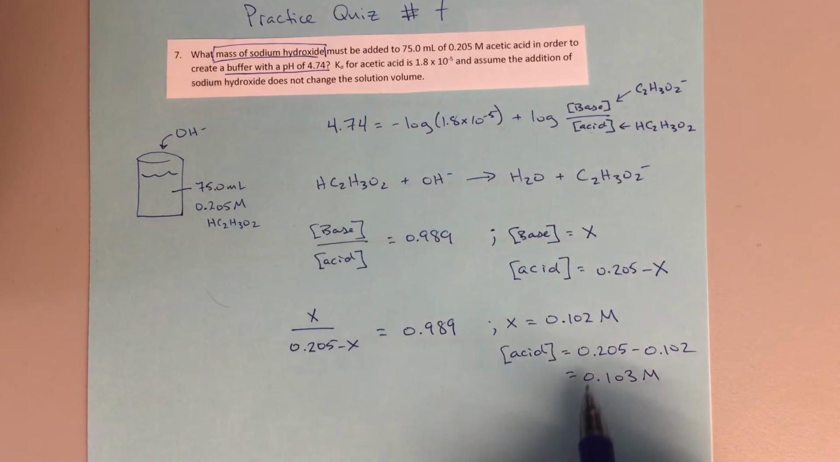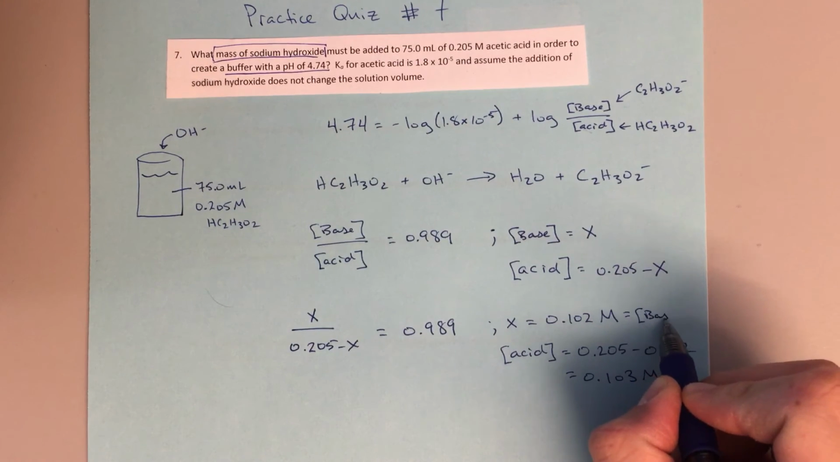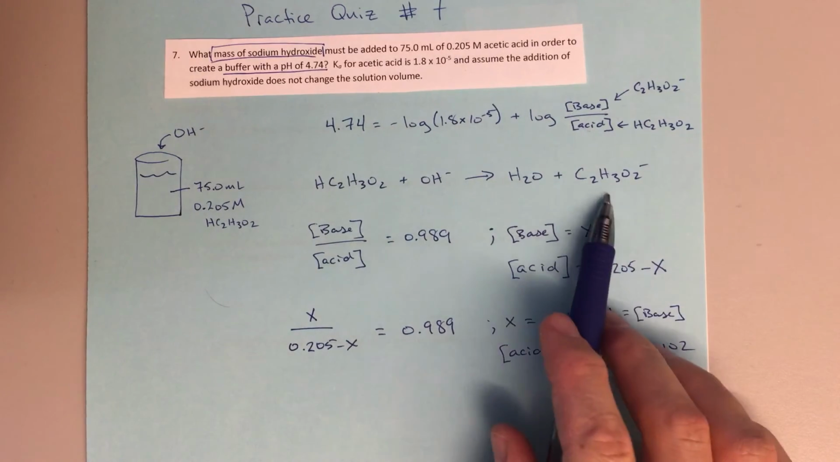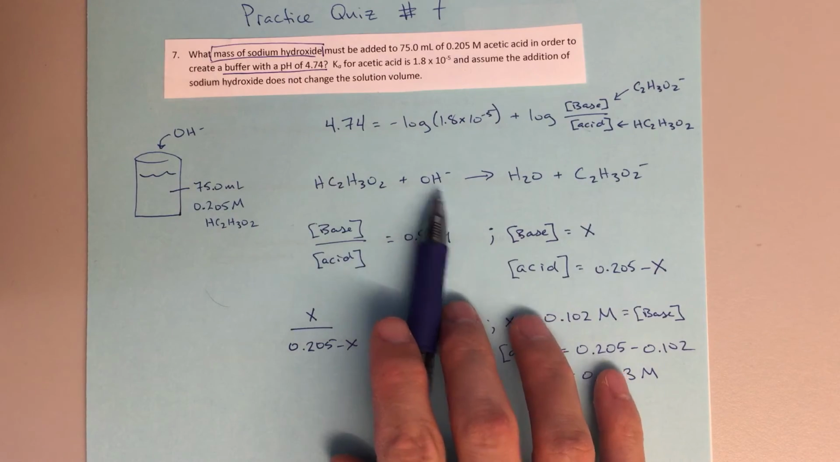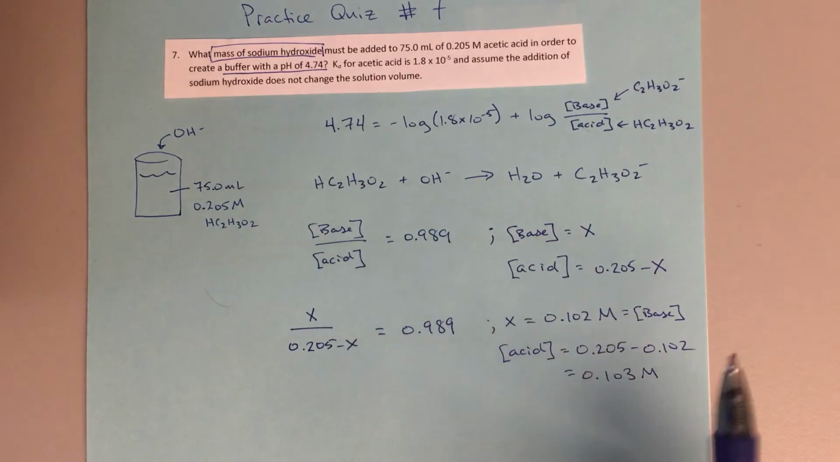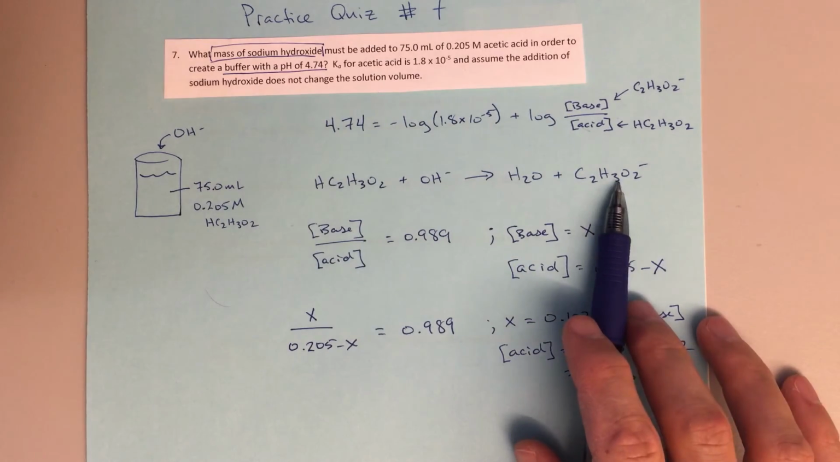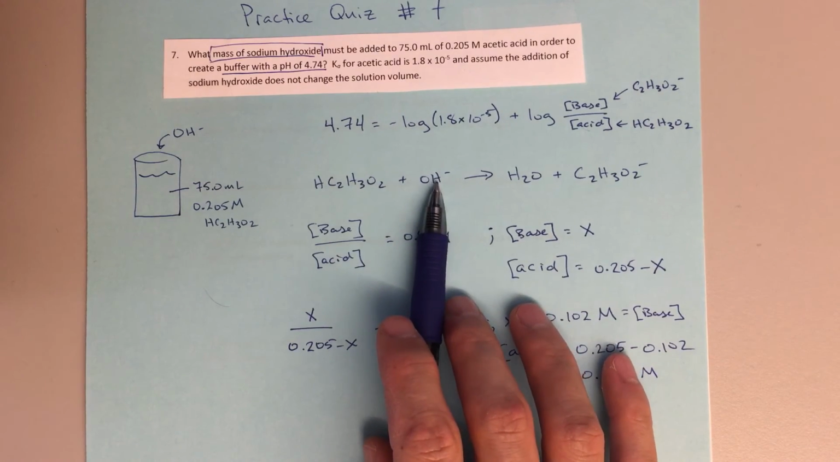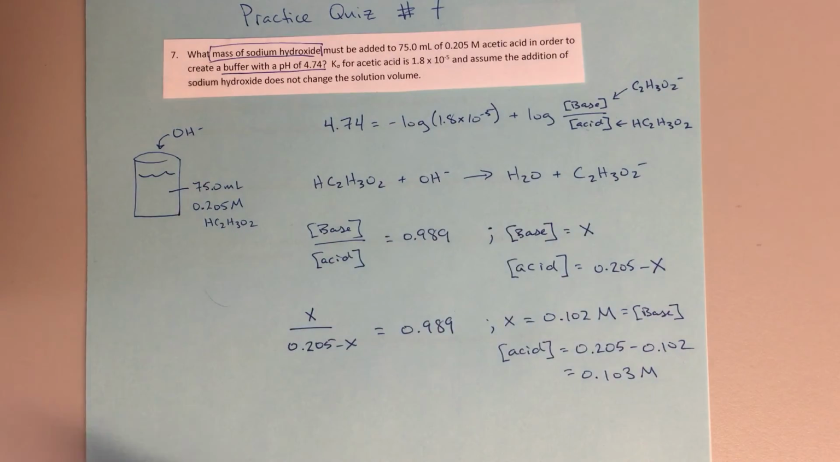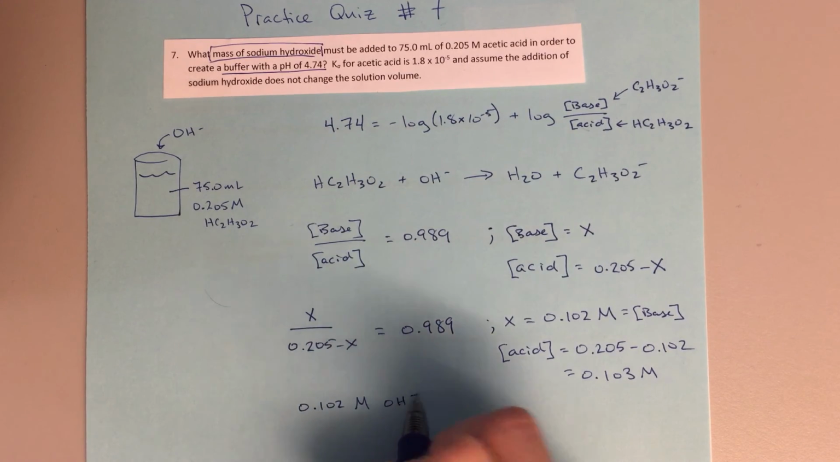So the last step here, this X value equals my concentration of base, which in this case equals my concentration of OH minus. I really do need you guys to bear in mind that these are not necessarily the same. In this case, they are. My concentration of acetate ion, that's what is in this Henderson-Hasselbalch equation, will equal my concentration of OH minus because it's a 1-to-1 ratio, right? That stoichiometry is 1-to-1. So 0.102 molar OH minus.